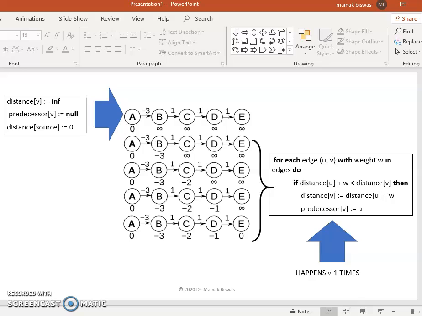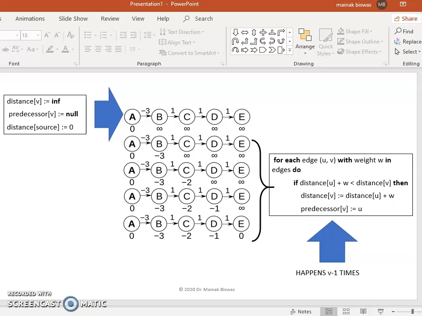Initially, we see there are 5 vertices in serial order: A, B, C, D, E. A is the source vertex, so its distance is 0, and all other distances are kept at infinity. In the second stage, for the 4 iterations, we apply the algorithm to each edge. That is, if the initial vertex's distance plus the weight is less than the distance of the final or destination vertex, then the distance of the final vertex is changed to the distance of the initial vertex plus the weight between the initial and the destination vertex.